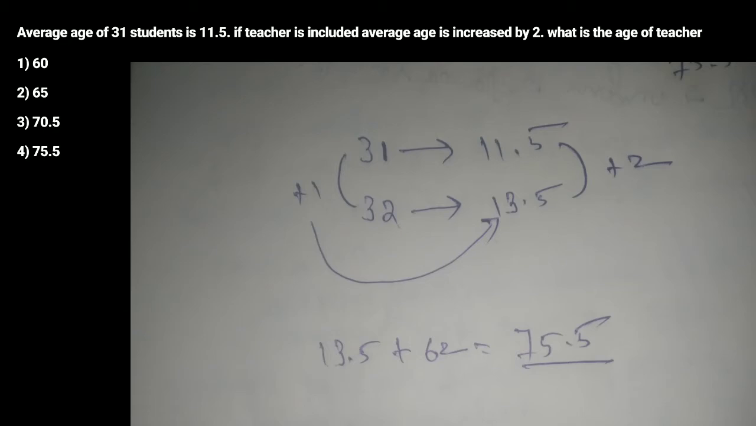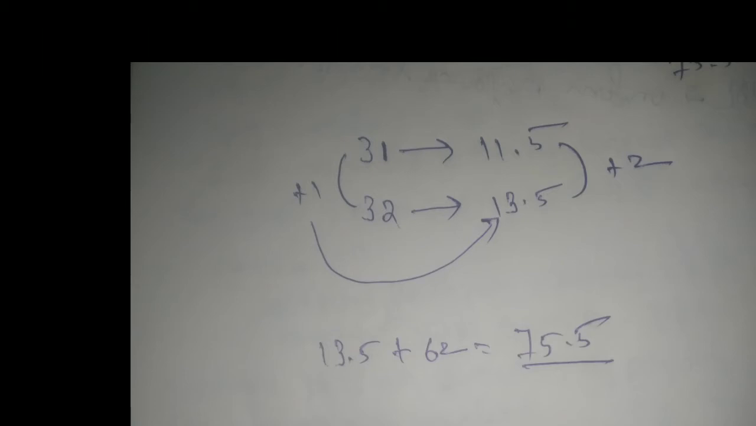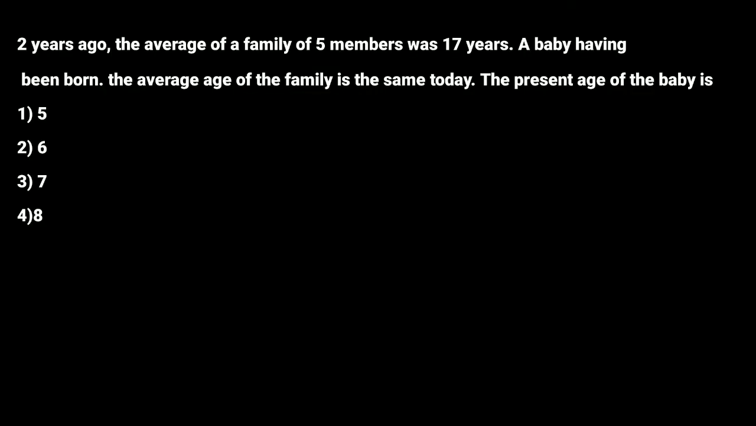Now multiply the left hand side difference with the right hand side bottom number, and the right hand side difference with the left hand side top number. Now the answer is 1 into 13.5 plus 2 into 31, equal to 75.5. Now we will see the next question.